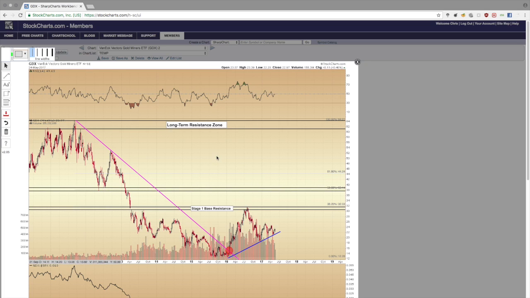Okay, so here's what we have so far. We have a market that was coming down for about 5 years that broke this long-term downtrend, had a strong move higher, gave part of that back, and is now consolidating.